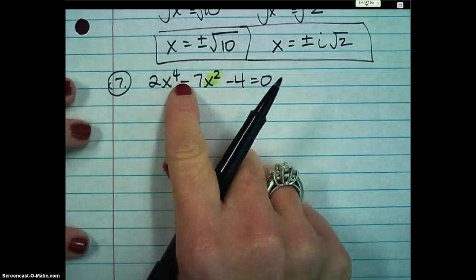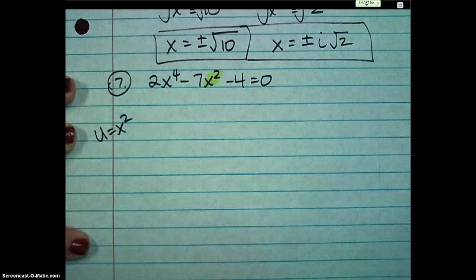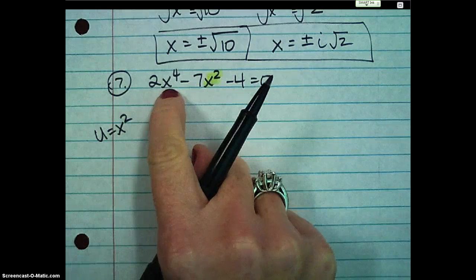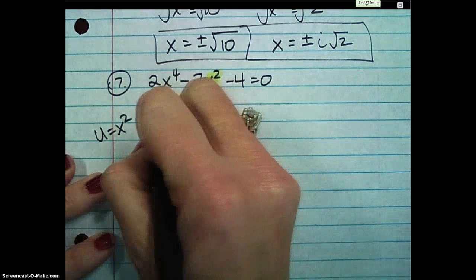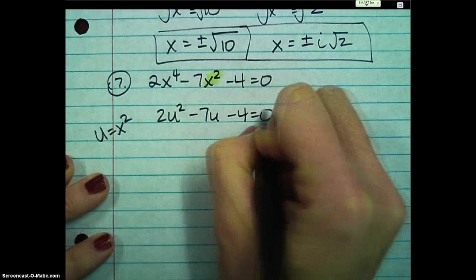We're going to take u and replace it with the x squared. Everywhere you see an x squared, you're going to put a u in. Now, guys, remember this is x to the 4th, so I don't have that, so it means I need u squared. So 2u squared minus 7u minus 4 equals 0.